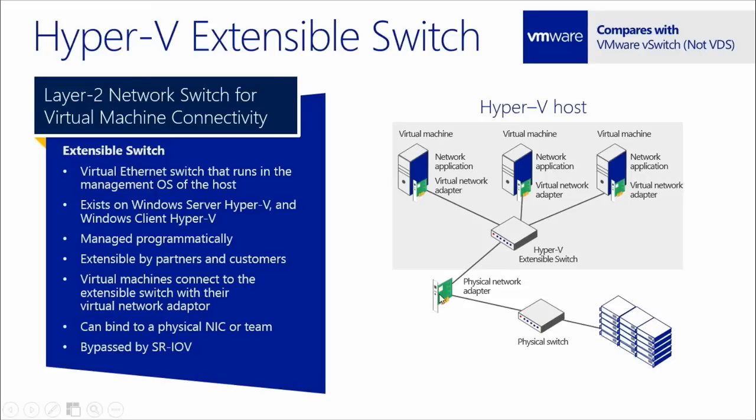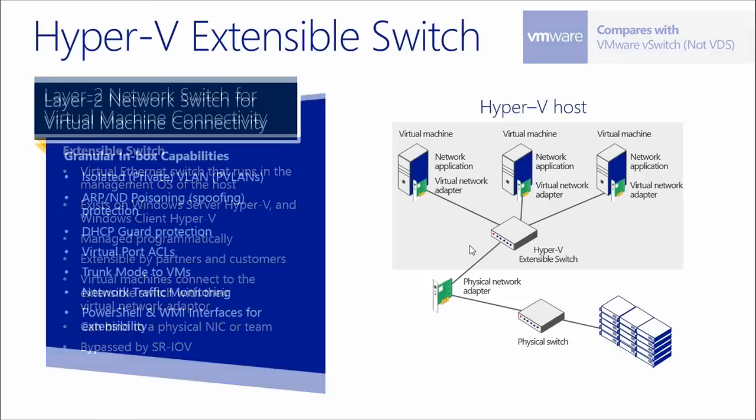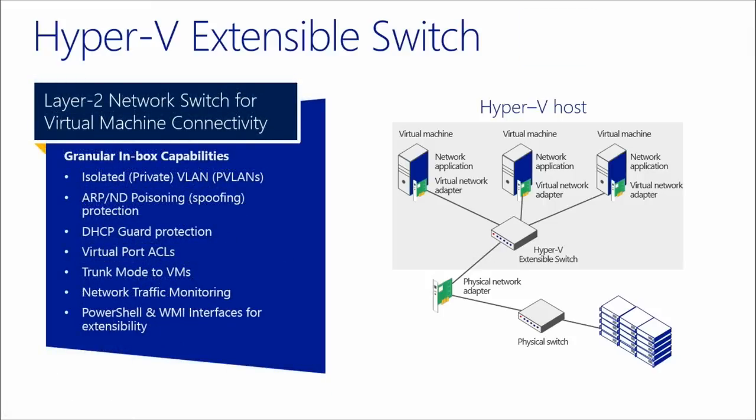We'll talk about SR-IOV a bit later on, but this extensible switch is extensible through partners and customers, and it provides a lot of granular capability for customers as well. PVLANs, ARP and neighbor discovery poisoning protection, DHCP guard protecting against rogue DHCP machines and routers that may be running in VMs, virtual port ACLs to control communication, trunk mode to VMs, i.e. trunking multiple VLANs to a single VM, traffic monitoring, and it's extensible through PowerShell.